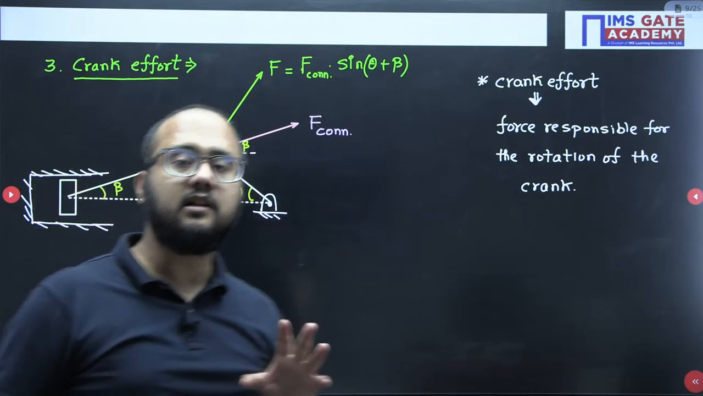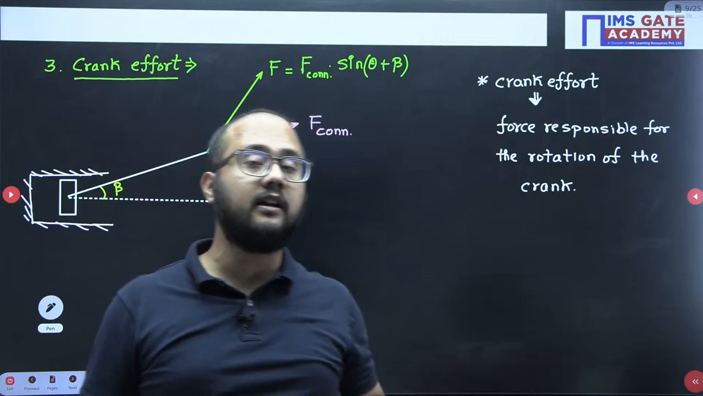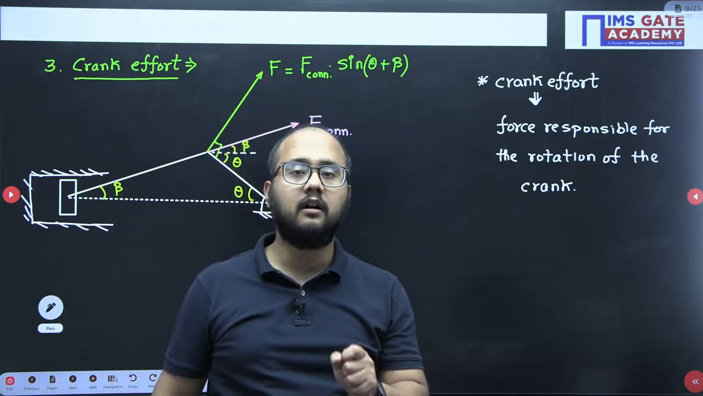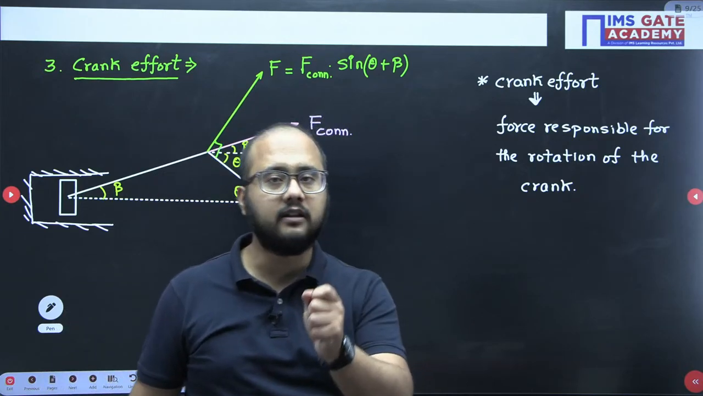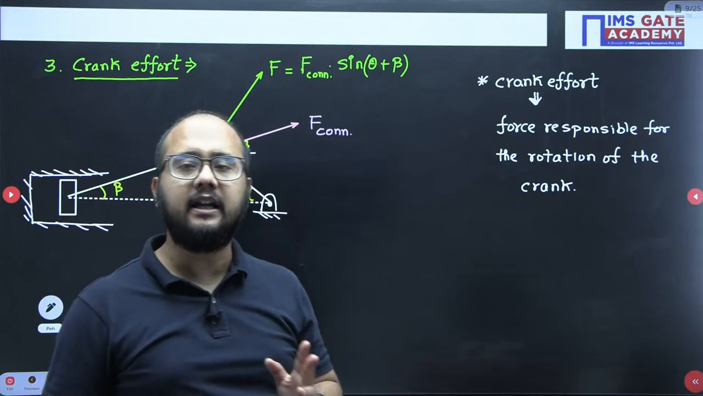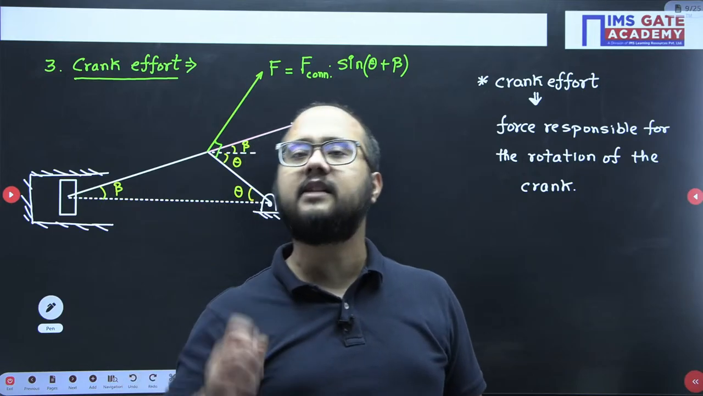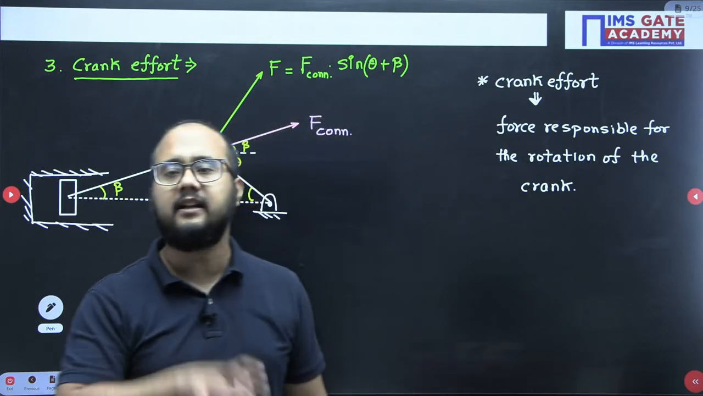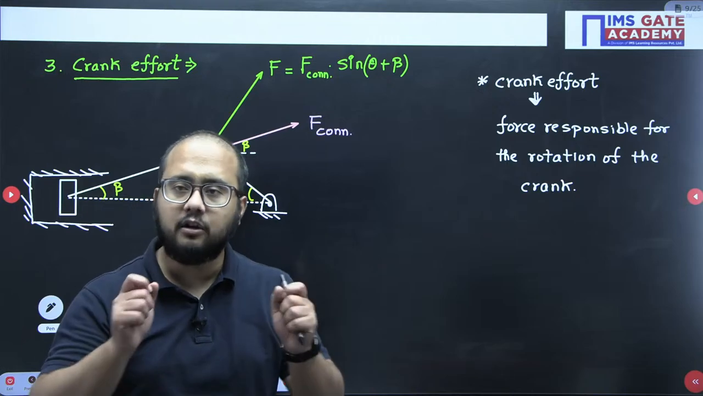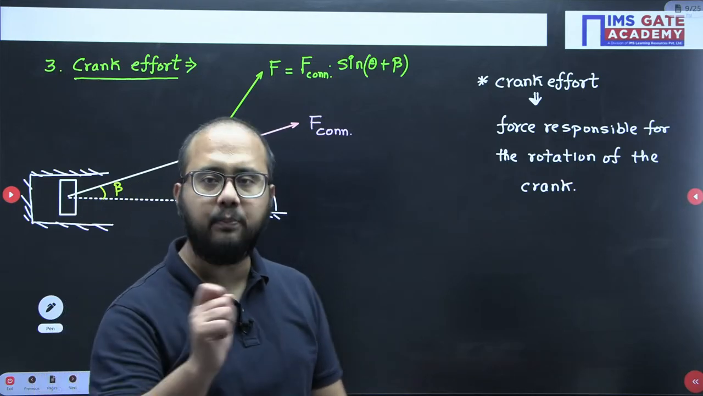Now the next parameter that we need to calculate here is the torque or the turning moment acting on the crank, because ultimately the output motion we are getting is at the crank. So we need to understand what torque is going to be acting on the crank. That torque value we need to remember. Very important formula here.